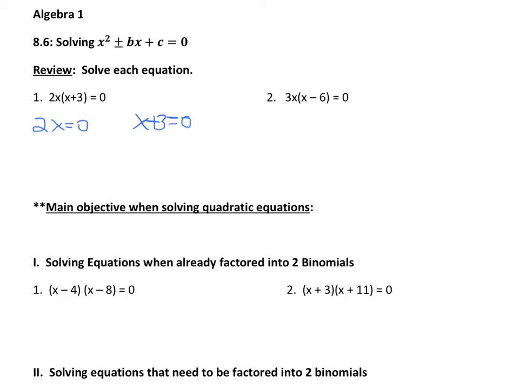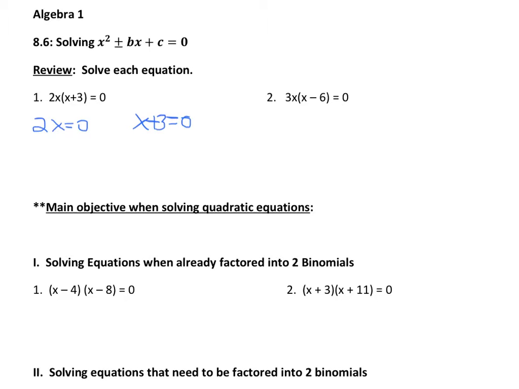Alright, this video we're going to do a brief intro of how we're going to solve quadratic equations, and we're going to solve it by factoring. You can see I have a review on here. We did this before when we factored out the GCF. Eventually we're going to solve equations when they're already factored into two binomials. It's really going to be the same concept.